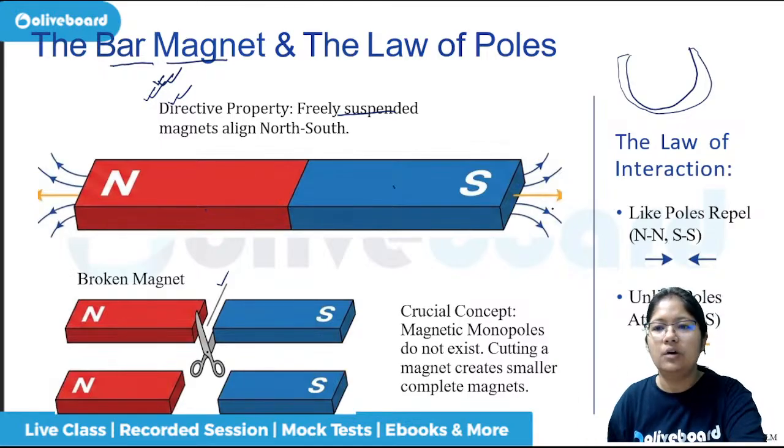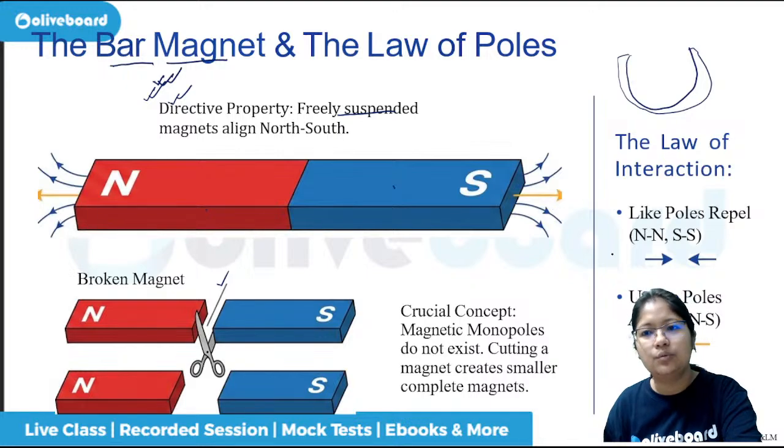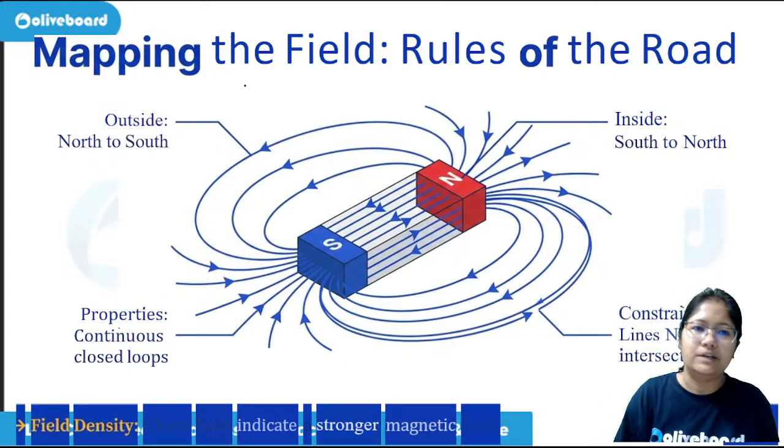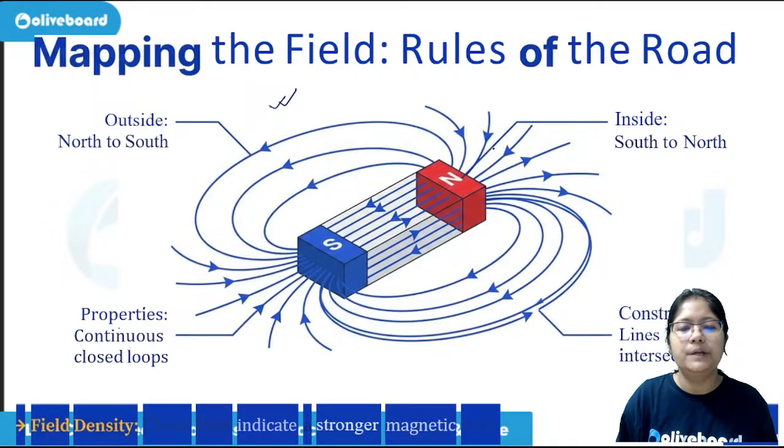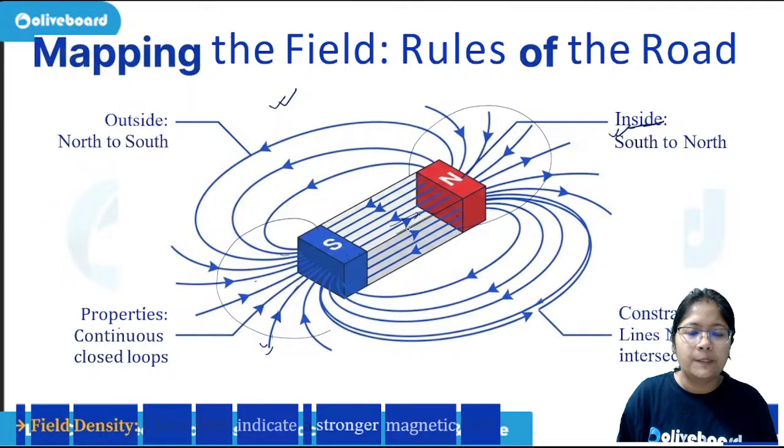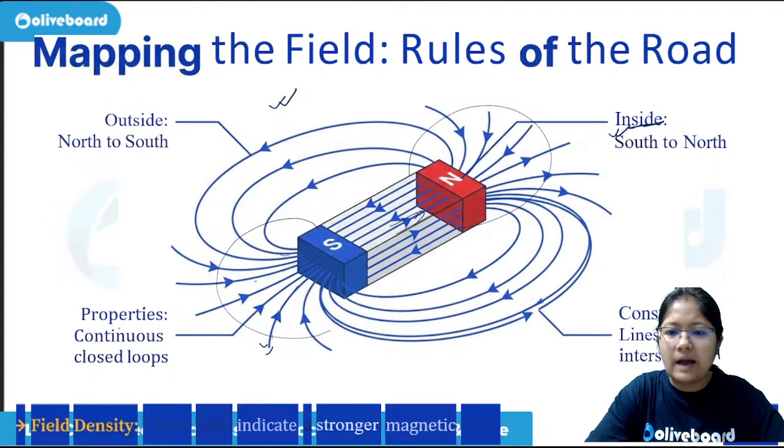And what is the law? Like poles repel and unlike poles attract. Coming to the mapping, if I bring nails or iron scraps near and do this experiment, I will see they attach here and here. Outside, I can clearly see continuous loops going like this. And inside the magnet, you can see that the lines move from south to north in this kind of way. Now these directions are not asked in the exams.